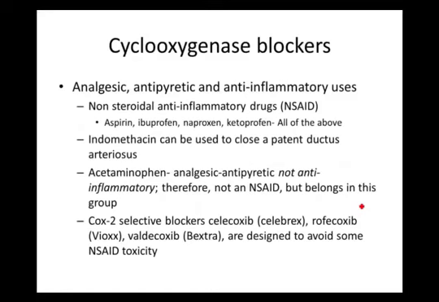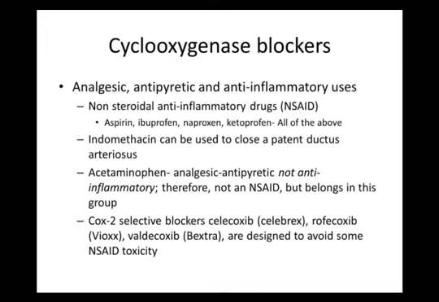So these cyclooxygenase blockers, we said they're analgesic, they've got antipyretic effects, so they can reduce fever, and they're also anti-inflammatory drugs. And these are your NSAIDs. They're non-steroidal in chemical nature, anti-inflammatory drugs. So that's aspirin, ibuprofen, naproxen, ketoprofen. Some of these have specific indications that you can use with great clinical benefit. One of these examples would be indomethacin. You can use that drug to close a patent ductus arteriosus.